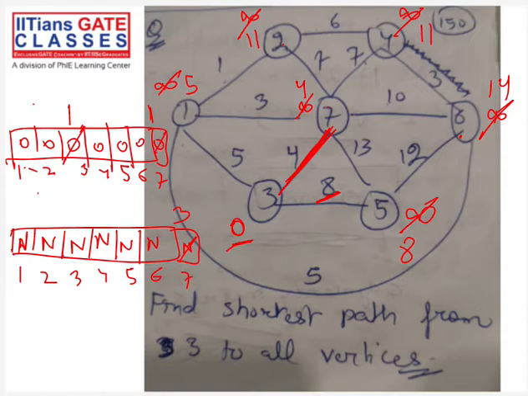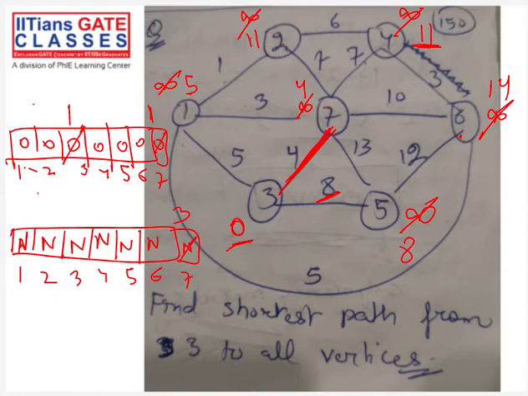Now from the remaining vertices, because 7 and 3 are already processed, check the key values. The minimum key values for the vertices will be 7, 5, 11, 14, and so on. So 5 will be the one. One more thing I forgot to tell you: whenever you update the value, you have to update the parent as well. So we'll do this as well.